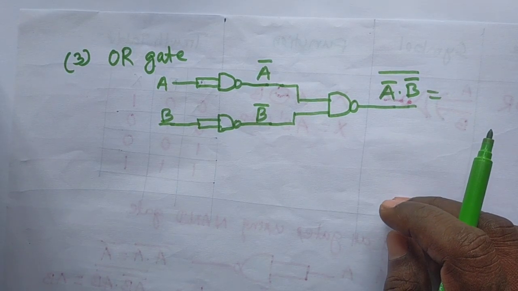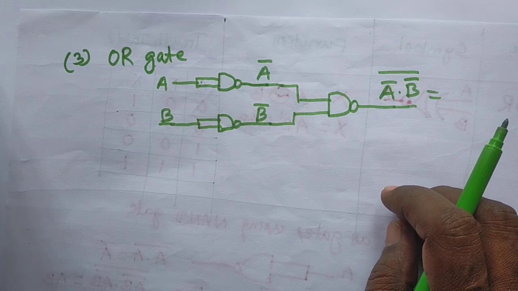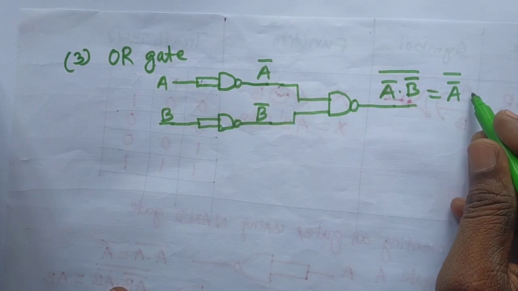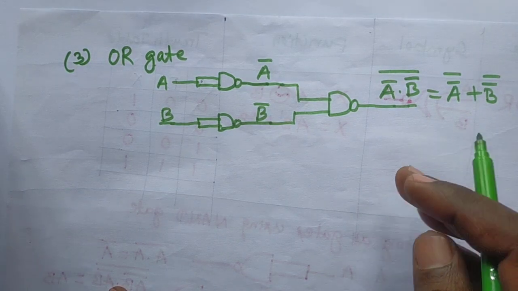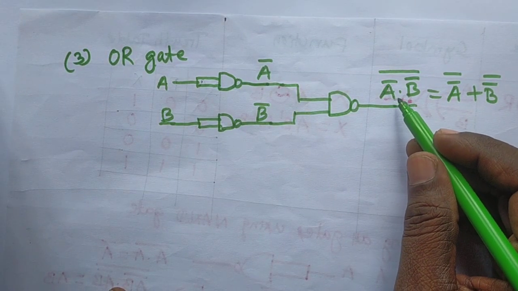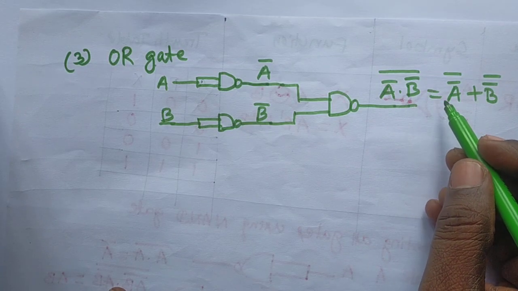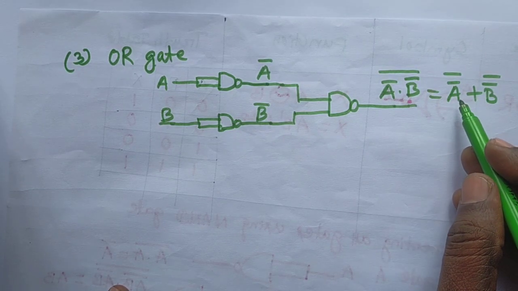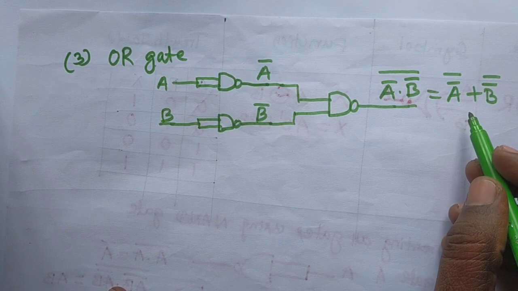Here one formula is there, the De Morgan's law. According to the De Morgan's law, the value will be A complement complement plus B complement complement, like this. Okay, I will discuss how De Morgan's law will apply. Suppose A plus B whole complement, that means A complement dot B complement whole complement is equal to A complement complement plus B complement complement. Okay, that is one rule, De Morgan's rule.